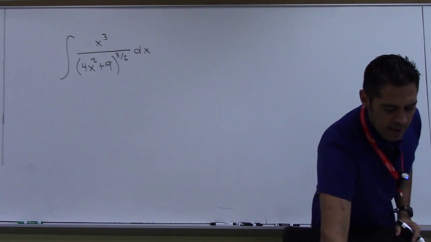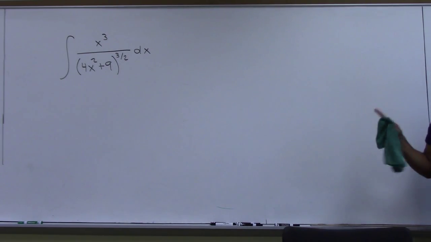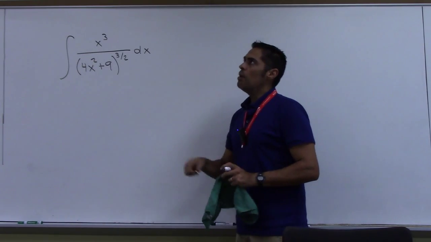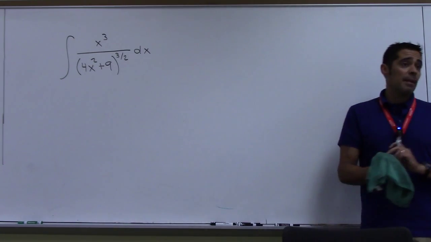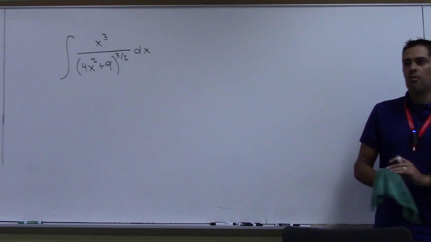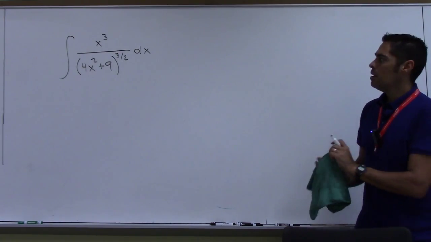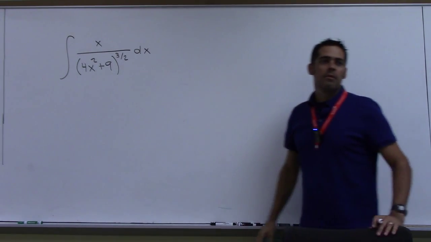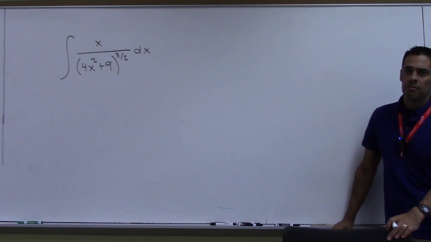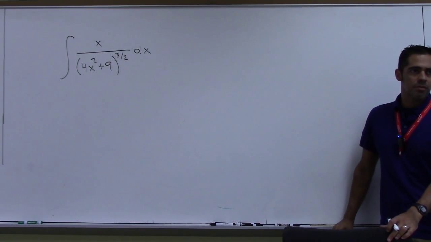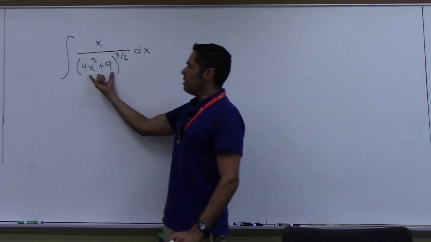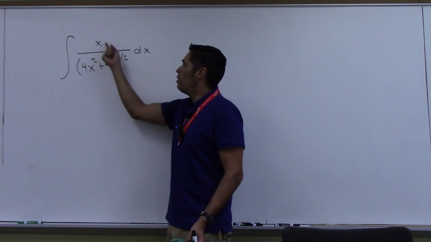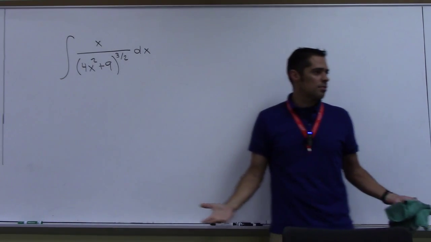I've warned you several times about this, so let me bring this up again. You know what you're supposed to do right now because I'm showing you examples of trig substitution, so you know that this is going to be trig substitution. If I erased this x cubed and made it x, it would no longer be trig substitution. This would be basic substitution, because if I let u be the whole thing, the derivative of that is just 8x, and I'm off by a constant.